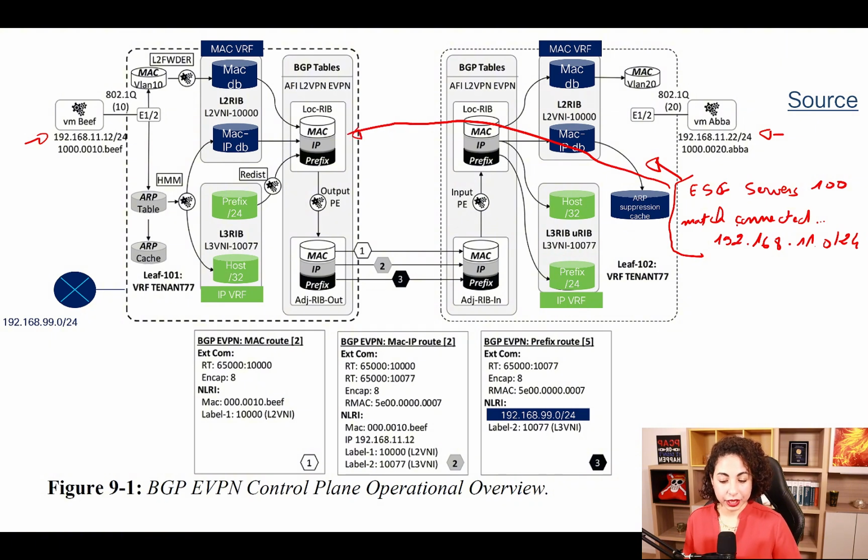So we configured the endpoint security group for servers, and we are going to do the same for clients. So it will be a very similar configuration. This time we are naming it client and we are assigning the tag 200.